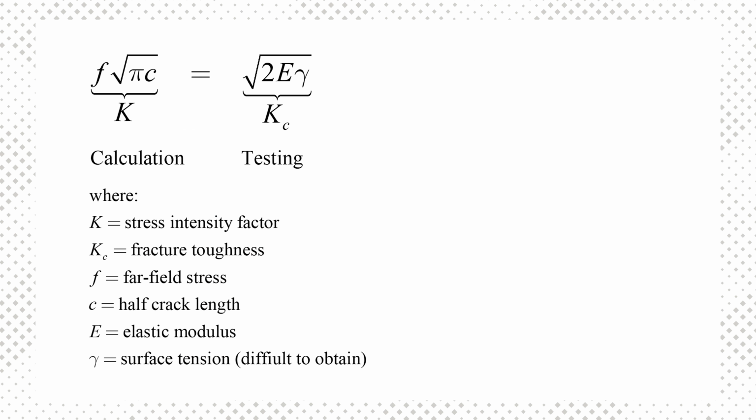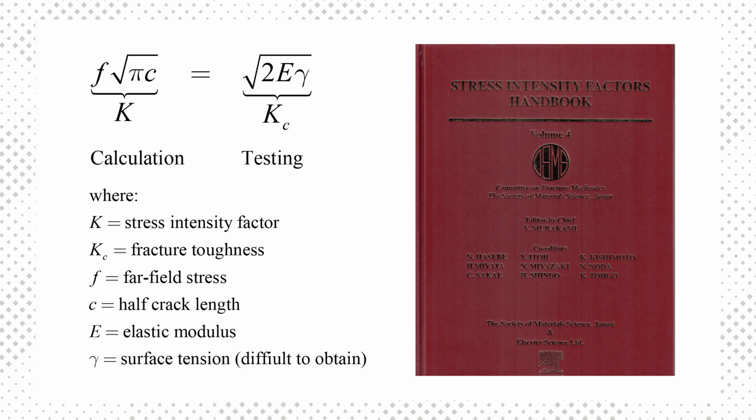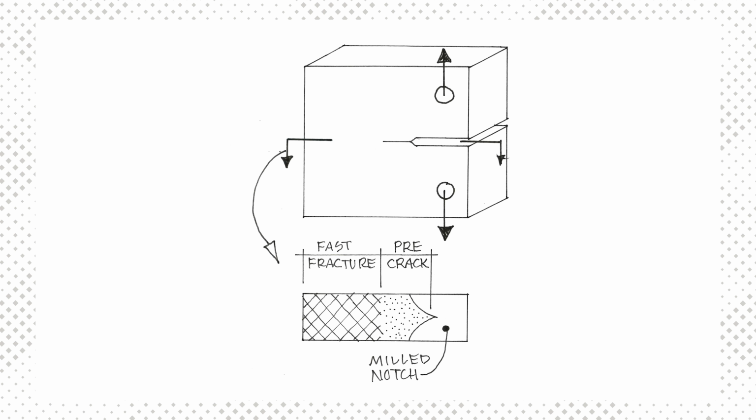The fundamental fracture mechanics relationship indicates when the stress intensity factor equals the fracture toughness, unstable crack growth will occur. The stress intensity factor is a function of a far-field stress and crack geometry. Engineers use handbooks and finite element software to solve these. Fracture toughness is a function of elastic modulus and surface tension. The latter is difficult to obtain. However, testing with specimens like this provide fracture toughness.